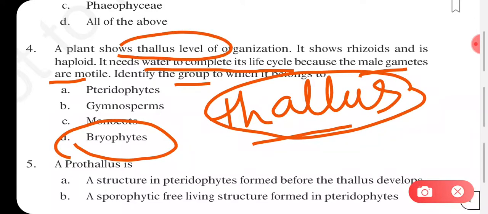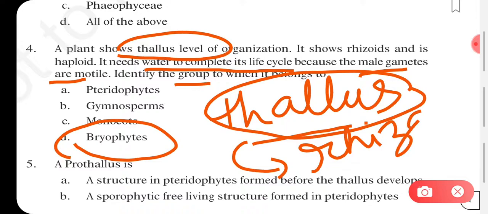Okay, and this is given in this question also, that they have a thallus level of organization. This thallus is attached to the substratum with the help of rhizoids. Okay, they have rhizoids, and it is haploid also. You may also know that the male sex organ produced by the gametophyte is called antheridium, which will be biflagellated. A biflagellated antherozoid will be produced by them, and the female sex organ is the archegonium, which will have a single egg cell. Okay, now moving on to the next question.